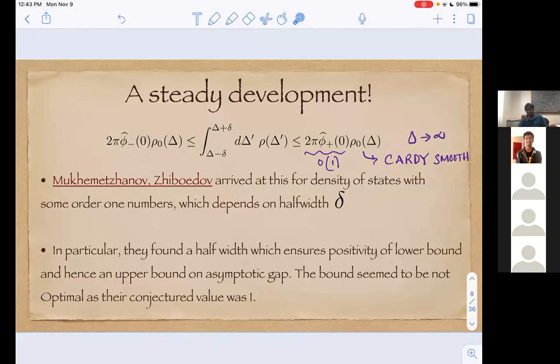Sorry, another question. Yep. Is this bound known to be tight? Are there examples where there are theories that saturate the bound from below or above?